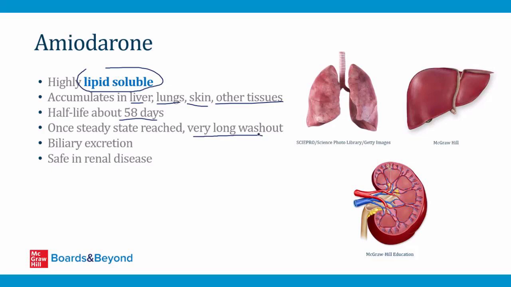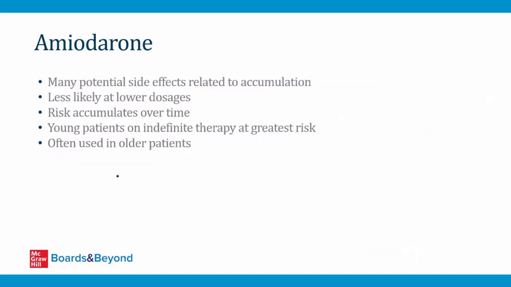If you stop amiodarone in a patient who's been taking it for a while, it's going to be very long until all the amiodarone has left their body. It's excreted in the biliary system, and so that makes it safe in kidney disease. All right, now we're going to talk about the side effects of amiodarone.